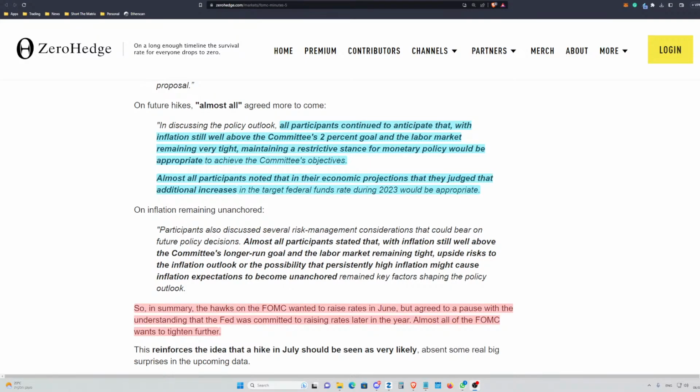Almost all participants noted that in their economic projections, they judge that additional increases in the target federal funds rate during 2023 would be appropriate, meaning this is on the cards. If they didn't raise rates yesterday, it doesn't mean they won't raise it again in 2023. They still have a job to do. Inflation is well above the 2% target.